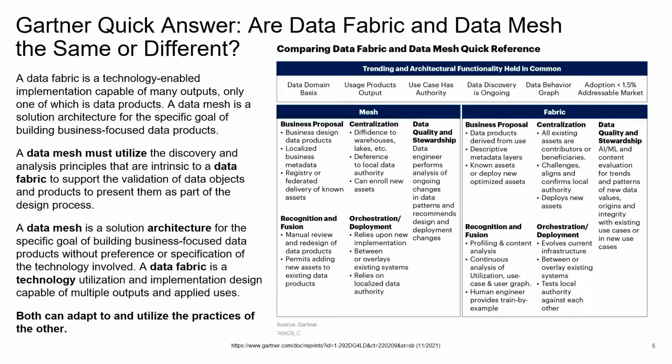I can't walk you through all of the stuff here, just a few highlights, focusing on a few things. At the very top part of this table are the things that data fabric and data mesh have in common. On the right side, Gartner says it's less than 1.5% adoption in the addressable market. This was the end of last year, so this number might be higher now, but it's only a small percentage.